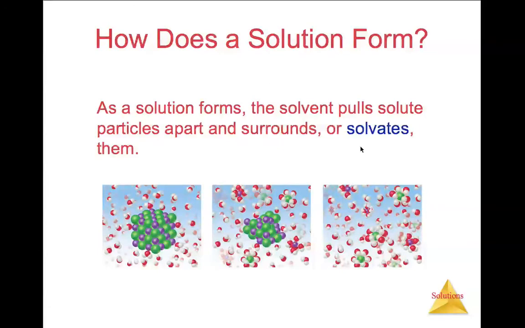As a solution forms, the solvent pulls solute particles apart and surrounds or solvates them. In these pictures, you can see the water molecules, the red and white ones, surrounding this ionic compound, let's say it's sodium chloride, and surrounding each one of the particles. Here the negatively charged oxygens surround the positively charged sodiums. And over here you can see that the positively charged hydrogens would surround the negatively charged chlorines.